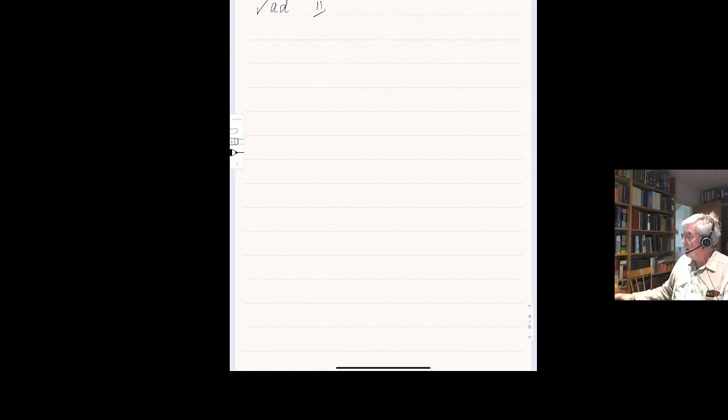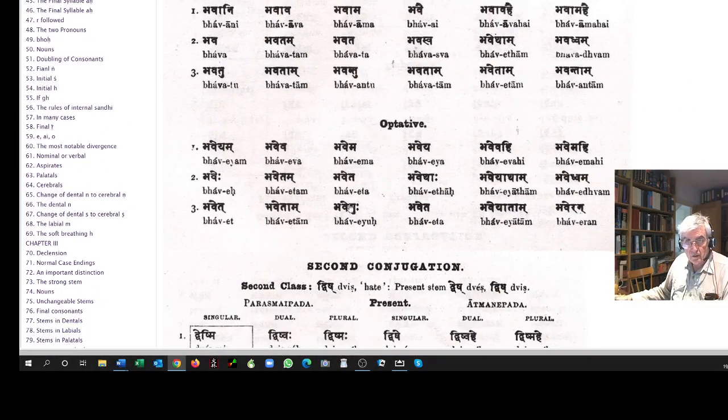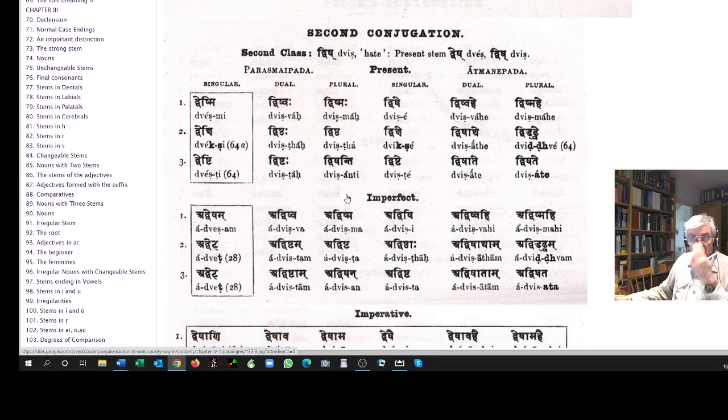I will now take you to MacDonnell with his second class. By the way, he's used dvish here. They're both class 2 verbs. The reason that MacDonnell has used the root dvish rather than ad as the paradigm is simply because dvish better illustrates the sandhi between the root and the ending.